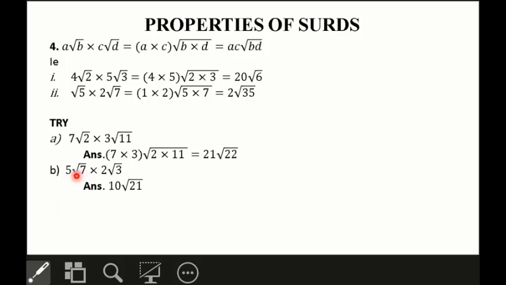That means our 5 times our 2 will give us 10. Then our 7 times our 3 will give us 21. Then the final answer will be what? 10 root 21. Then let's look at the last example, which is 4 root 13 times 3 root 6. So these two numbers will multiply as 4 times 3, which will give us 12. And 13 times 6 will give us what? 78. So our final answer will be what? 12 root of 78. That is very good.